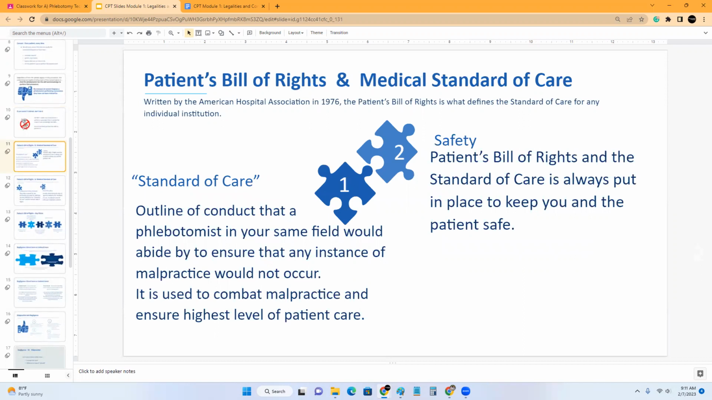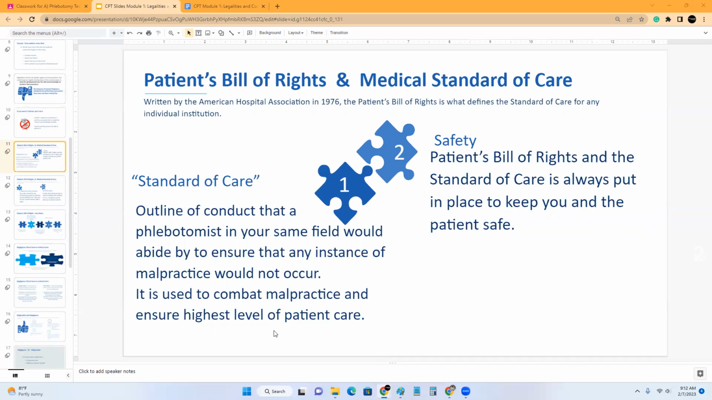The patient's Bill of Rights and medical standard of care is important to your patient's safety, okay? So the American Hospital Association in 1976 wrote the Bill of Rights and what is defined as the standard of care for any individual institution. Now, every facility is going to have their own set of patient Bill of Rights and their own standard of care written, but it all kind of includes the same information, okay?